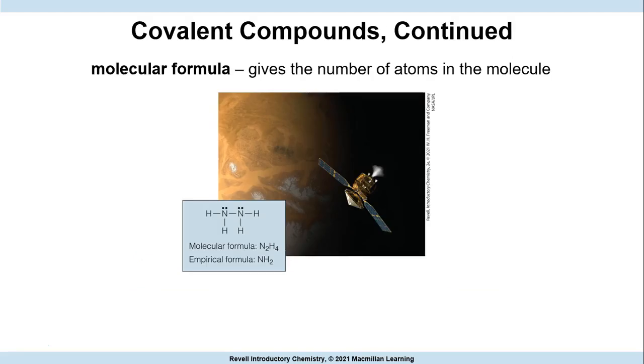Now, let's look at molecular formula. I told you about the empirical formula and the molecular formula. The empirical formula shows the lowest whole number ratio, and the molecular formula shows you the actual number of atoms in the molecule. For example, here we see a molecule, and we see the molecular formula and the empirical formula. For the molecular formula, it shows you that you actually have 2 nitrogen atoms and 4 hydrogens. The empirical formula shows the smallest whole number ratio. So you will have NH2 for the empirical formula.